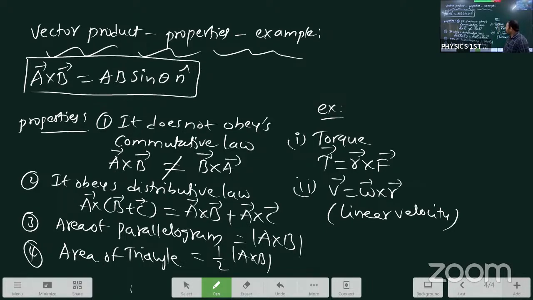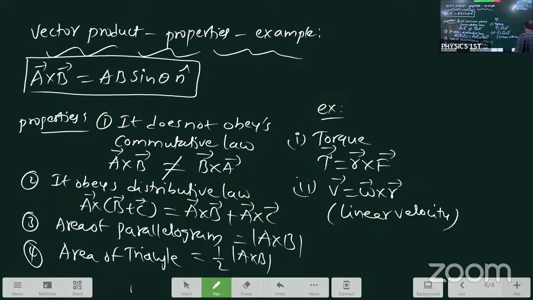Next, vector product, properties and examples. What is the definition of vector product? The magnitudes of two vectors with the sine of the angle in between them. That is the vector product statement. It does not obey the commutative law, it obeys the distributive law. One is parallelogram area, one is triangle area, student. From these four, select any two. Example, torque. Example, V equals omega cross R. These are examples from this lesson only, system of particles rotational motion.